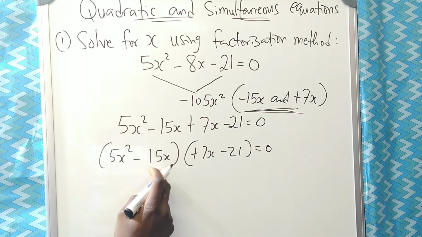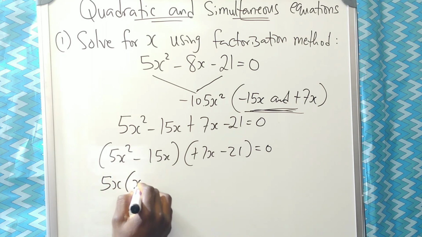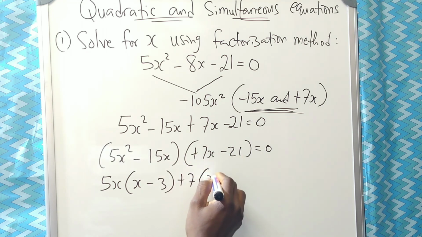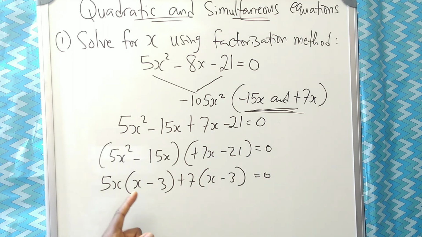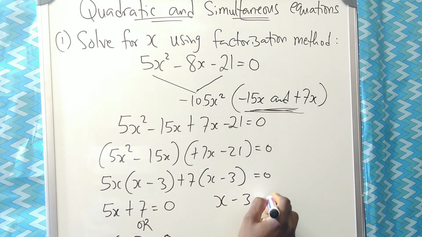Then what is common to both of them? We have 5x, and we're going to have x minus 3 left. What is common to both of them here? We have plus 7, and we're going to have x minus 3. Please note that whatever you have in the first bracket, you must have in the second bracket. It is very, very important to know that. So let's bring them together. Then we have 5x plus 7 equals 0, or another value of x minus 3 equals 0.